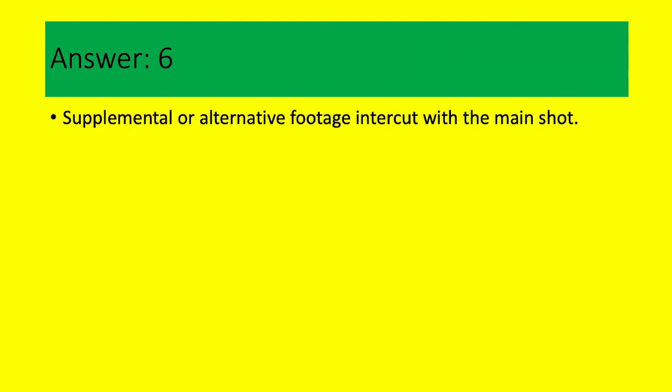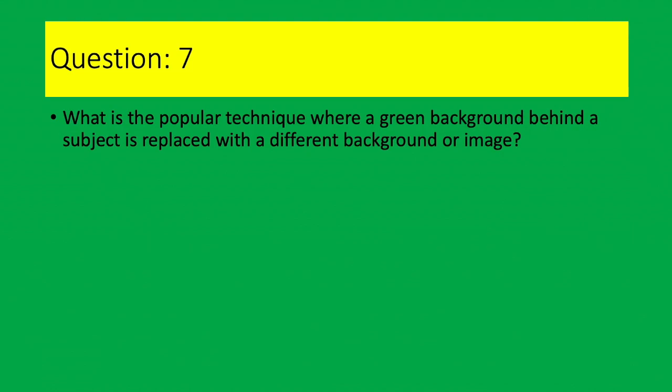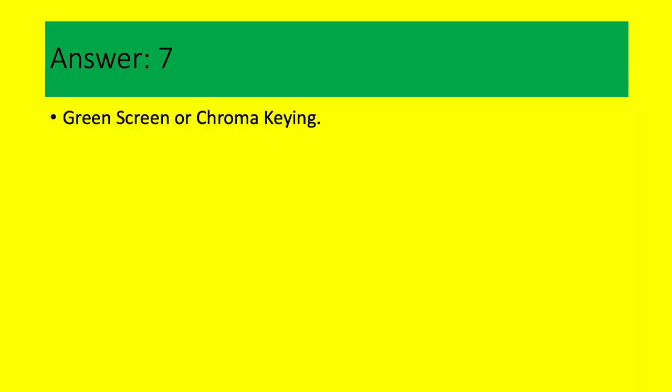Question 7. What is a popular technique where a green background behind a subject is replaced with a different background or image? Answer 7. Green screen or chroma keying.